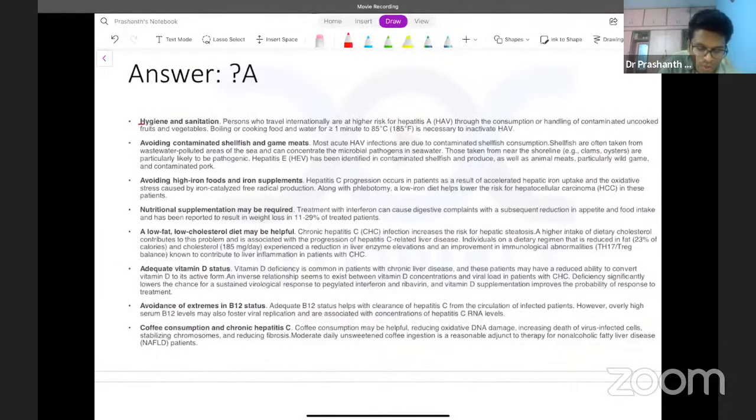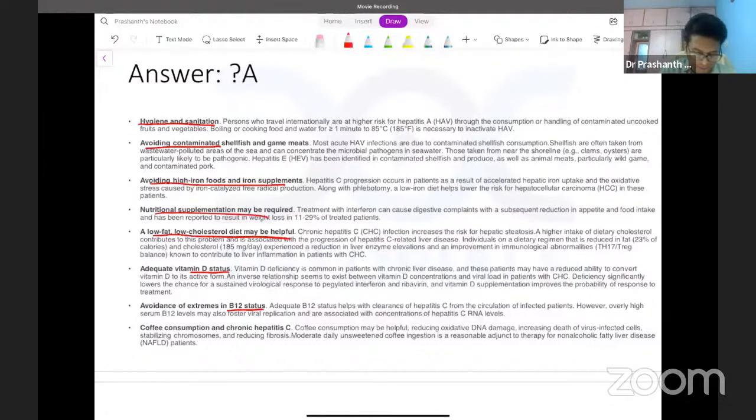One, you should talk about hygiene and sanitation because it comes from contaminated water. So avoid contaminated shellfish and meat. Avoid high iron foods and iron supplements, especially in hepatitis C, where it can cause a quicker progression of the disease. Nutritional supplements may be required. A low-fat, low-cholesterol diet may be helpful in chronic hepatitis C. Vitamin D status should be maintained adequately. Vitamin B12 again should not be too low or too high.